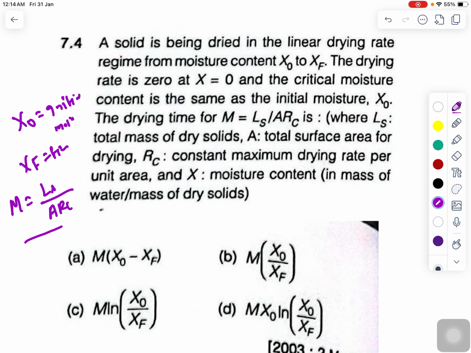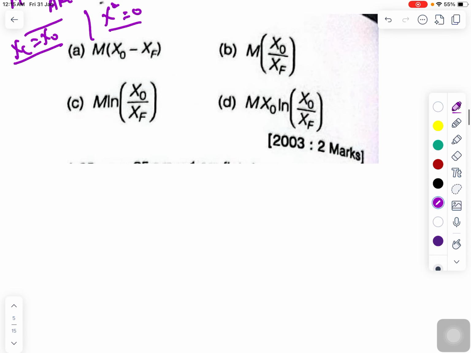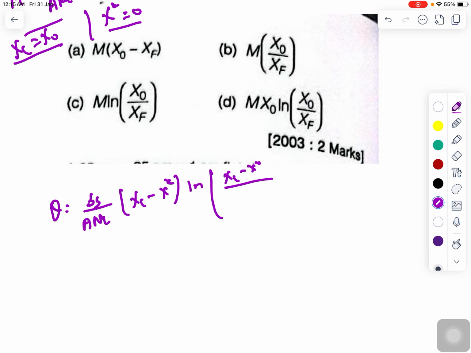The drying rate is 0. The critical moisture content is the same as the initial moisture content. So xc is equal to x naught, that is given to you, and the equilibrium moisture content is 0. So if I write the formula, the time required is equal to Ss divided by A nc into xc minus x star, ln of xc minus x star divided by xf minus x star, right?